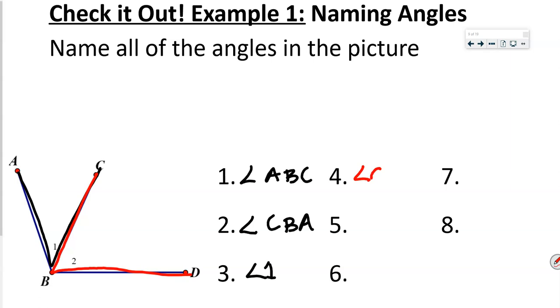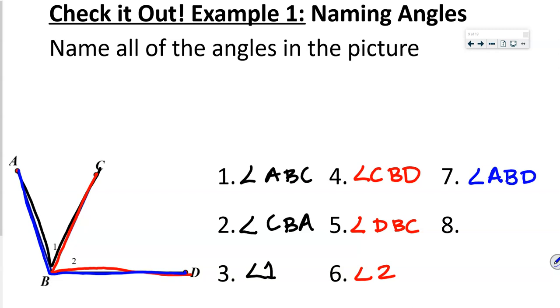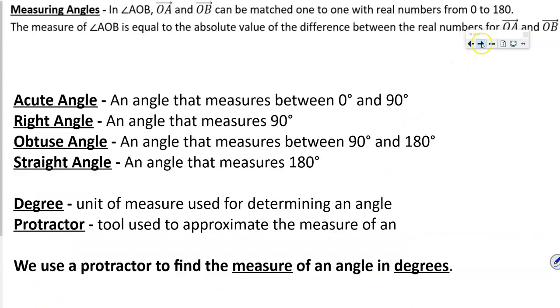This one could be named CBD, or go in the opposite direction, DBC, or angle 2, okay? Then we got one left, right? Our big angle here. So this angle out here is the one we're going to talk about last, which is ABD. So this is angle ABD, and again, we can name it the opposite direction, DBA. So those are the 8 different ways we could name the 3 angles we see in this diagram.